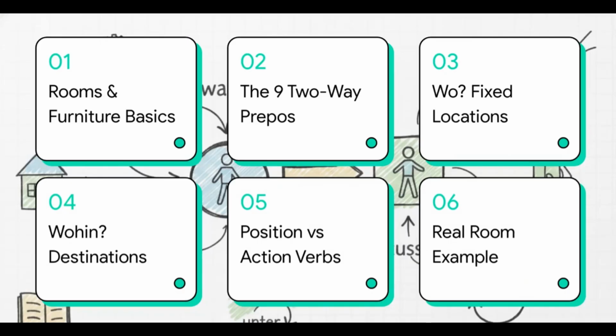Here is our floor plan for this explainer. We'll start with rooms and furniture basics, then move on to the 9 two-way prepositions, wo and fixed locations, wohin, and destinations, position versus action verbs, and finally we'll wrap up with a real room example.